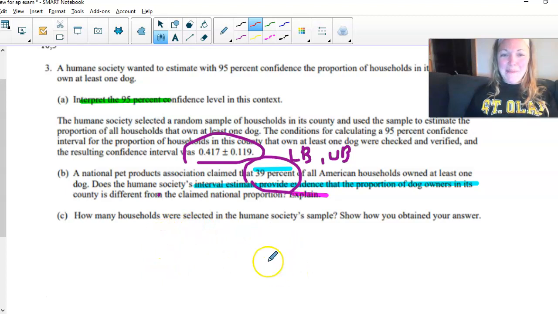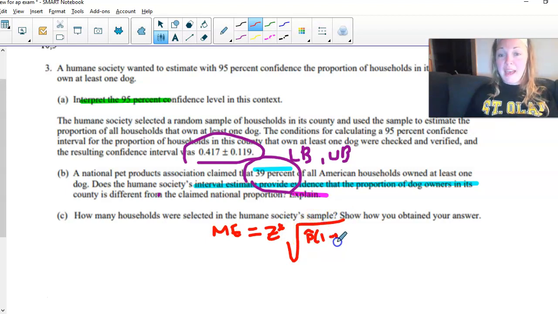How many households were selected in the Humane Society sample? Okay, they don't tell us a sample size, but we do know a margin of error, right? And we know that a margin of error is equal to a Z star times the square root of p hat times 1 minus p hat over n. Okay, so what do we know? We know that the margin of error is right there. That's 0.119.